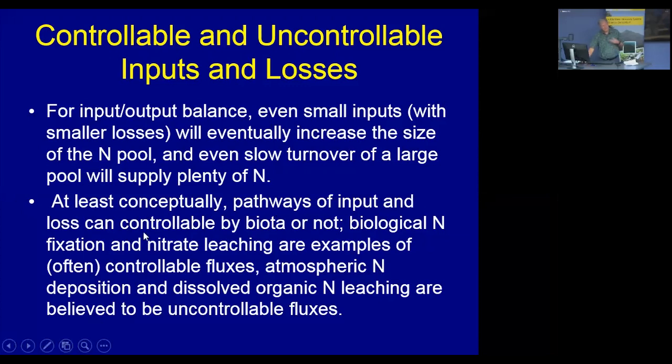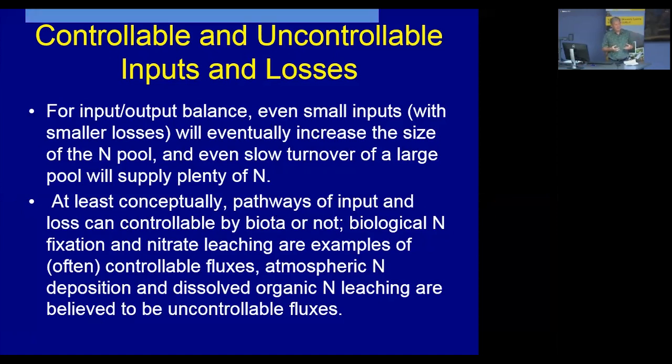And if you think of inputs, biological nitrogen fixation is obviously one that can be controlled by biota. Inputs by nitrogen fixation are a biologically controlled input. In contrast, atmospheric deposition of nitrogen, nitrogen dissolved in rain, falls equally on ecosystems that have more than enough nitrogen and that don't have enough nitrogen. It's not controlled by the biota of the recipient ecosystem at all.